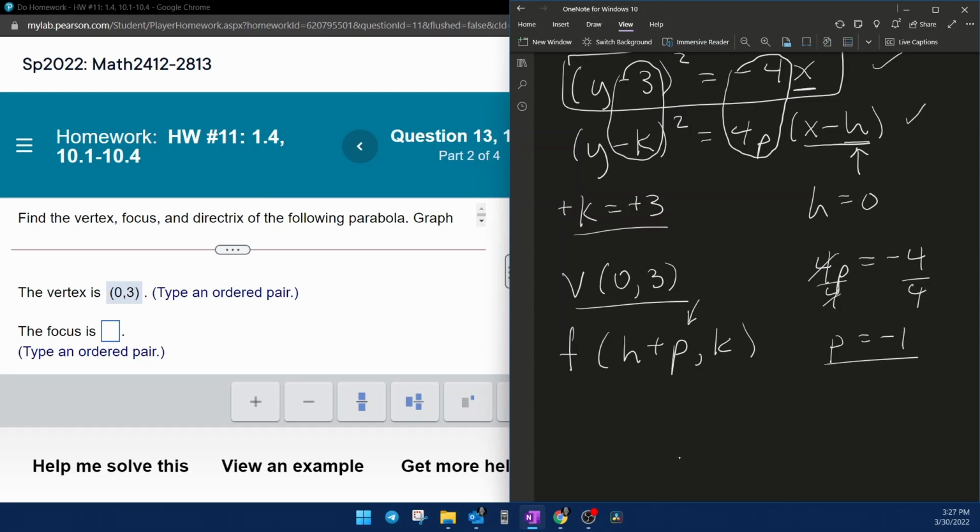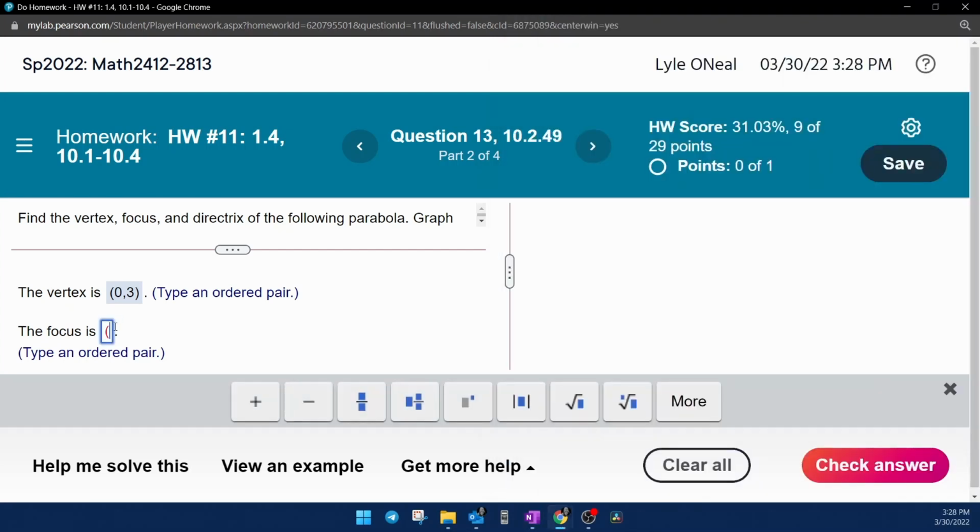And then I can get my focus. Doing a little plug and play. Remember, h is 0. 0 plus negative 1 is simply going to be negative 1. K is 3. And there's our focus, negative 1 comma 3. Inputting that as an ordered pair, negative 1 comma 3, close parenthesis.